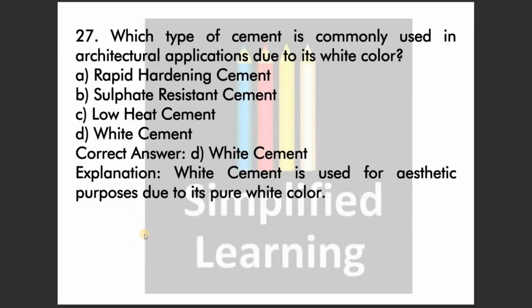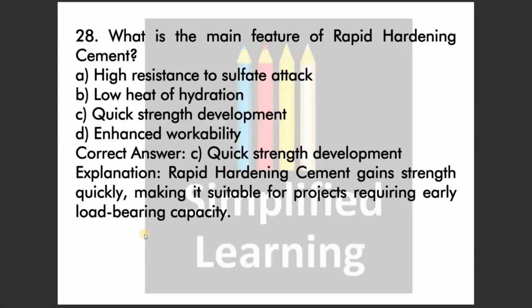Which type of cement is commonly used in architectural application due to its white color? The answer obviously is going to be white cement, right? It gives the aesthetics to the structure. Then what is the main feature of rapid hardening cement? It gains strength early, right?